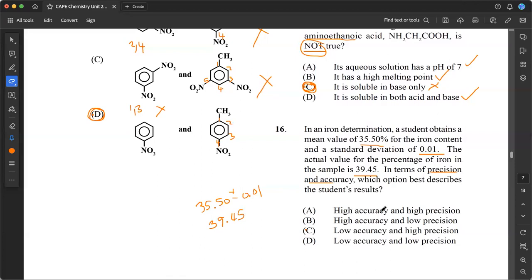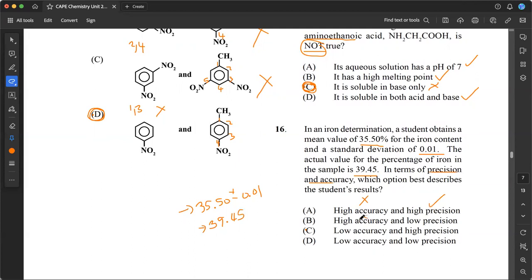Is there high accuracy and high precision? No, there's high precision, but there's not high accuracy, because you can see this is the true value, and the student was way off. They got 35.50. That's very far off from what the true value is, right? But the standard deviation is pretty tight. So we see that there's high precision because the student was able to reproduce their measurements very well, so there's this small standard deviation. So it's high precision in the readings, but not high accuracy.